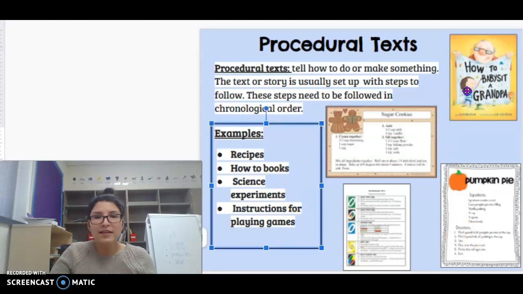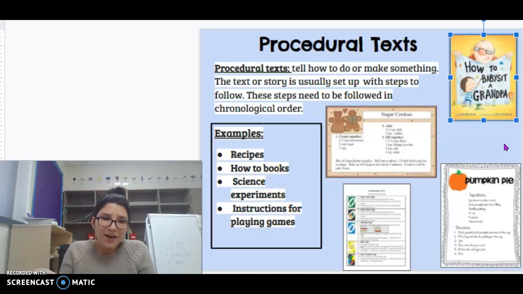How-to books. Now, this is a book that says How to Babysit a Grandpa. This is a fun book. It's meant to entertain you, but there are really books out there that will tell you how to do something. Maybe you want to learn how to make a cake. Okay, so that book is going to teach you the steps in how to make a cake.